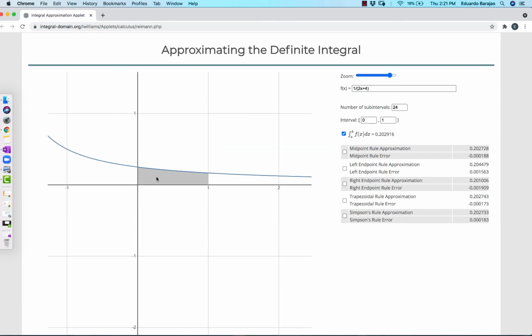So this is the area underneath the function that we're interested in, and as you can see here, we get an answer of 0.202916, which is equal or close to the 0.203 that we found. So as an exact answer, we found the exact answer, and then we can use our calculator to approximate it, and we got pretty much this right here.